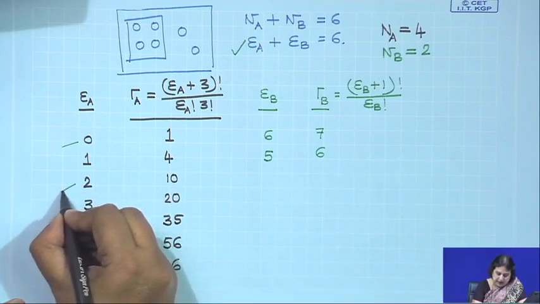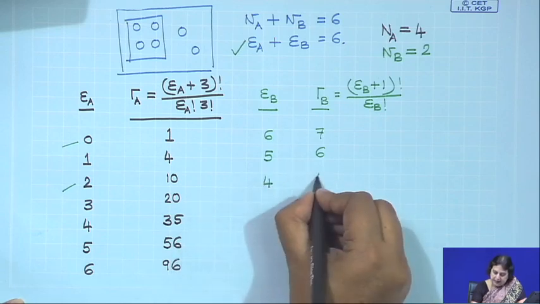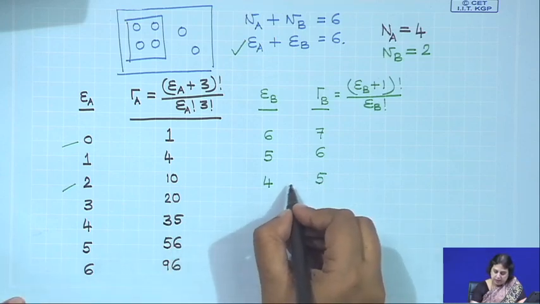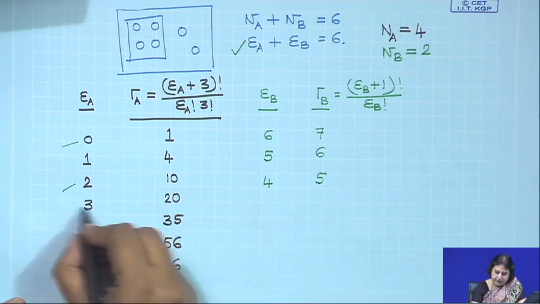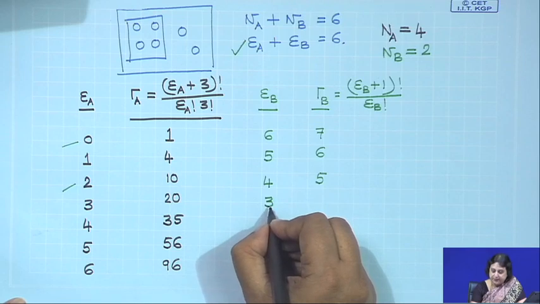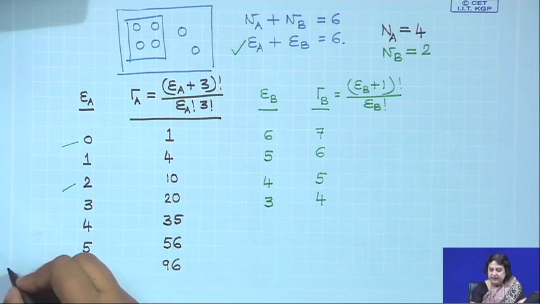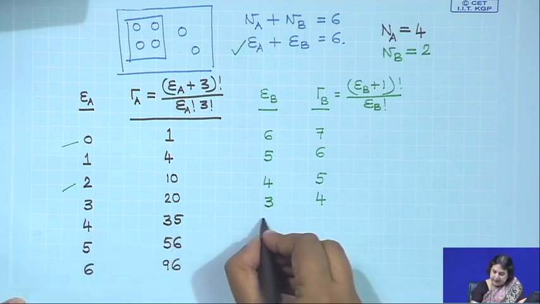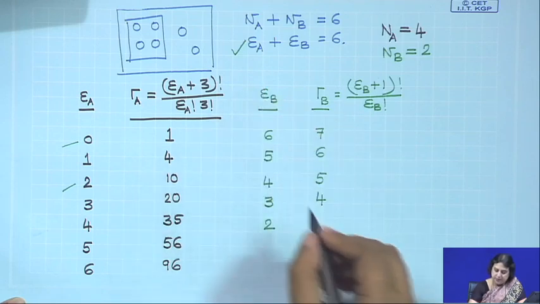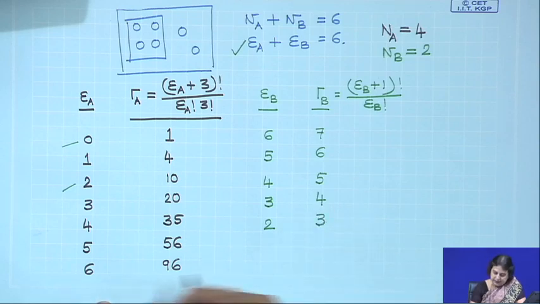When epsilon A is equal to 2, epsilon B has to be equal to 4, and there are now 5 microscopic states associated with epsilon B equal to 4. For this case, I will be having the energy of the subsystem B equal to 3, and correspondingly the number of microscopic states is going to be 4. And finally, we have the numbers 2 denoting the total energy, and the corresponding number of microstates is 3.